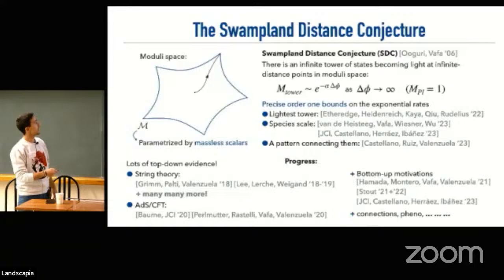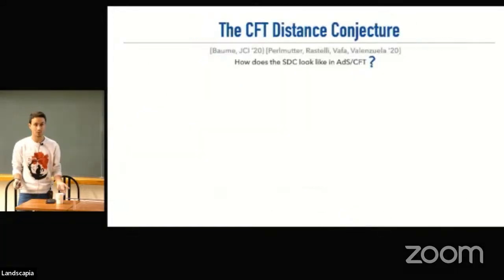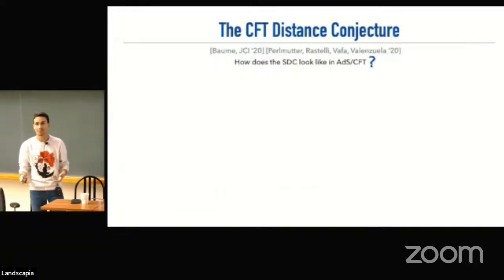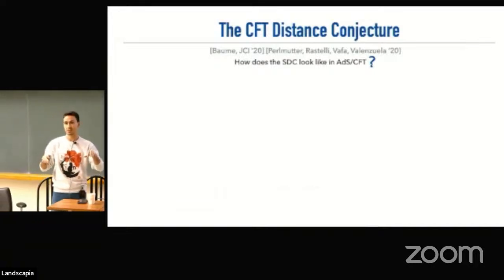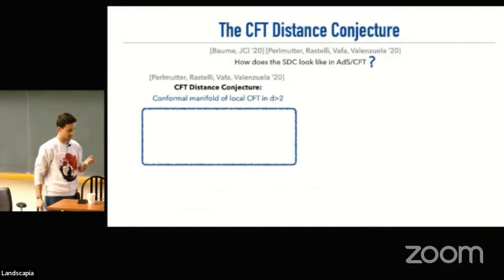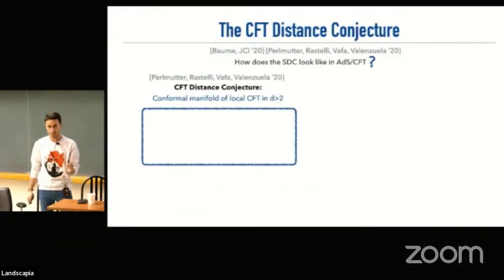So as I was saying, I'm going to focus on the AdS/CFT side of the story. First, I will explain how this conjecture looks in AdS/CFT. Essentially, I will try to give the exercise of taking the conjecture in AdS and translating it to the CFT. This question was already asked in these two papers, and in particular in this one, they put a very sharp, very well-defined conjecture. It is about the conformal manifold of any local CFT in more than 2 dimensions.